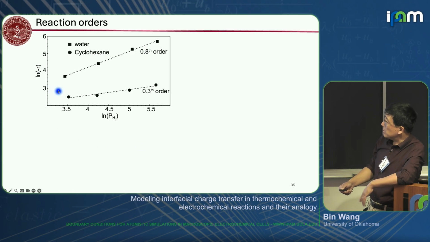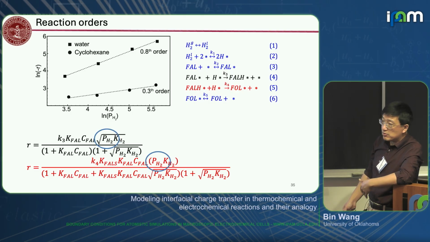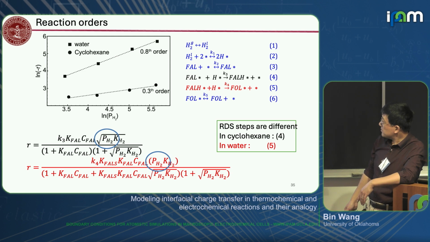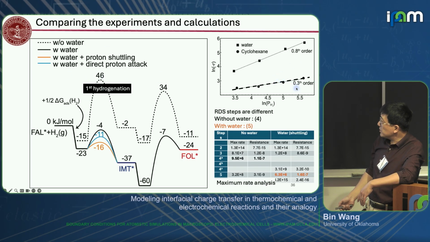If you measure the rate in a log-log plot against the partial pressure of hydrogen, you can see in one case, in the cyclohexane, the reaction is about half order, while in water it's about first order. Without going into details, essentially what you could do is write down the Langmuir-Hinshelwood reaction rate equations. You can show that this change of reaction order is indeed caused by the change of the rate determining step, which is shown already in our simulations: without water, the reaction is limited by the first hydrogenation. It corresponds to a half-order reaction, while if you go to the water, the first hydrogenation is promoted, and now the reaction is limited by the second hydrogenation. It will create a first-order reaction because of the second step hydrogenation.